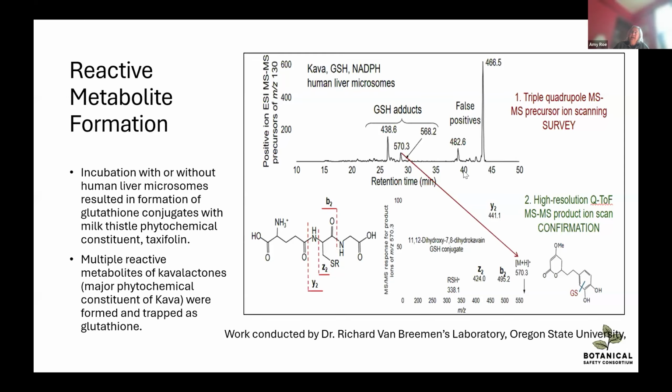kava lactones. And so, again, this may help address some of the mechanism of action of some of the liver toxicity that one might see once glutathione is overwhelmed and there's potential for reactive metabolites.